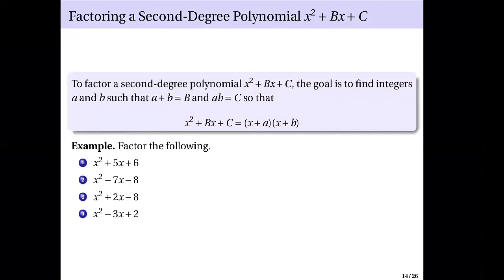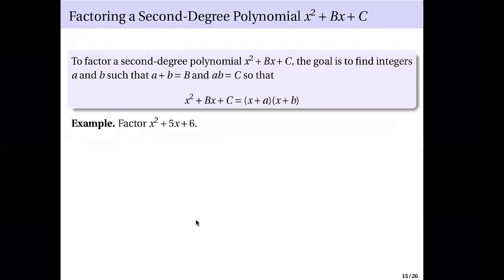I will do on the record the first 2 examples here. Okay, and then the third and the fourth example will be done off the record. So first, x squared plus 5x plus 6. So in here, capital B is 5, capital C is equal to 6. In order to do this, you start with capital C. C is equal to 6. Your C must be equal to the product ab.